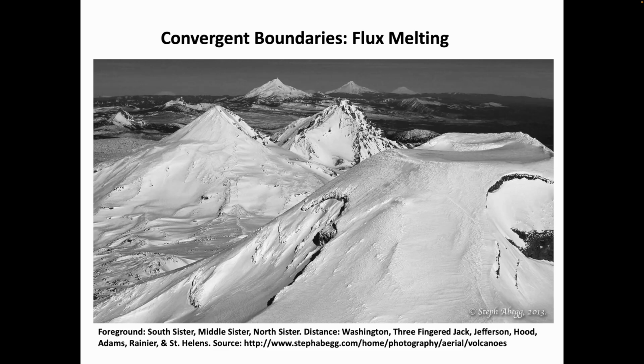This is topic 1, part 1, and we're going to be talking about convergent plate boundaries and another type of melting of mantle rock we use to create magma, called flux melting. In the beginning here, we can see the product of flux melting, which is the Cascades arc of volcanoes extending from South Sister here in the foreground all the way up to Mount Adams, Mount Rainier way up in the background. Mount Hood, Mount Jefferson, and the rest of the Three Sisters here, showing a line of volcanoes which parallels the convergent plate boundary, the convergent trench of the Juan de Fuca plate and the Pacific plate.